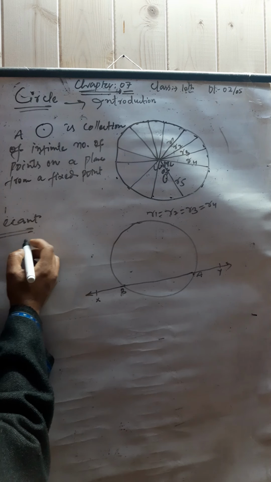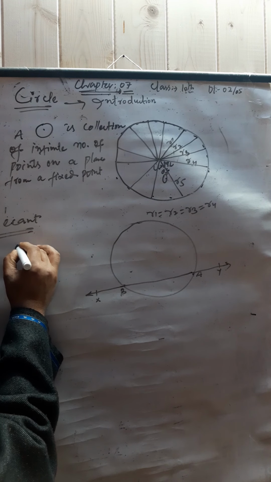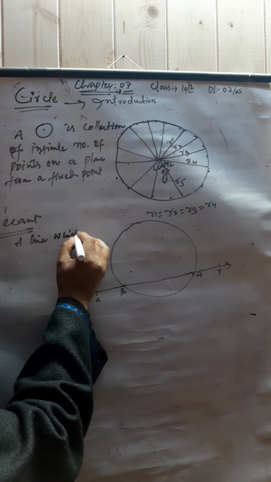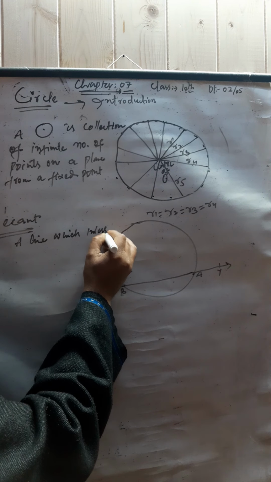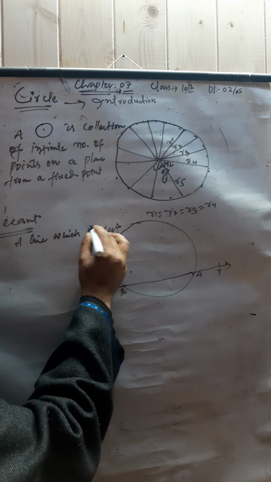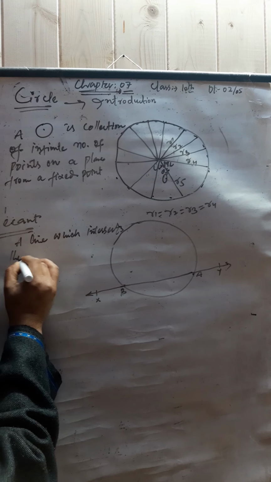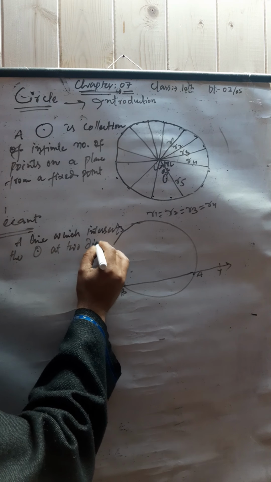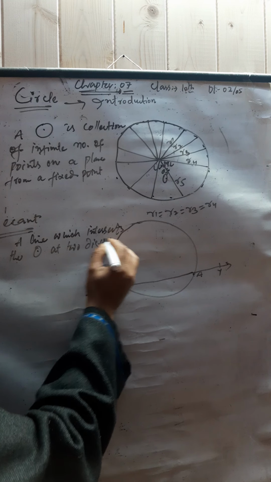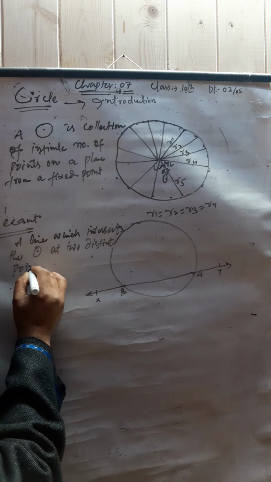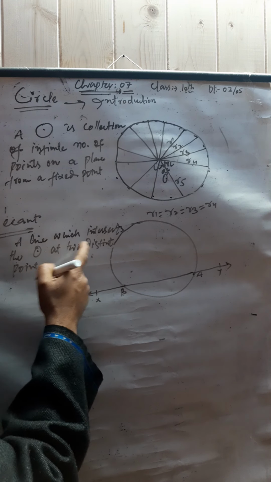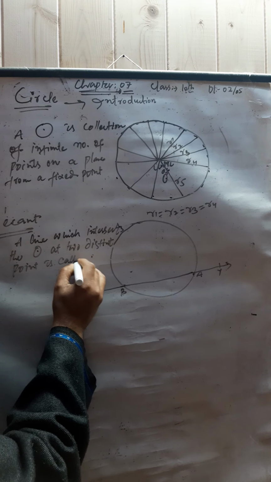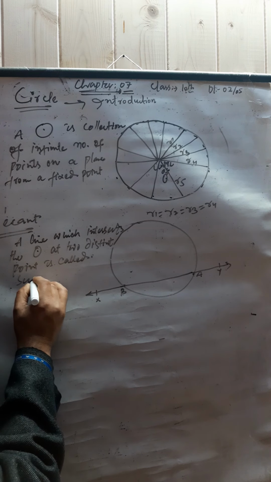So we will define it as a line which intersects the circle at two distinct points is called a secant of a circle.